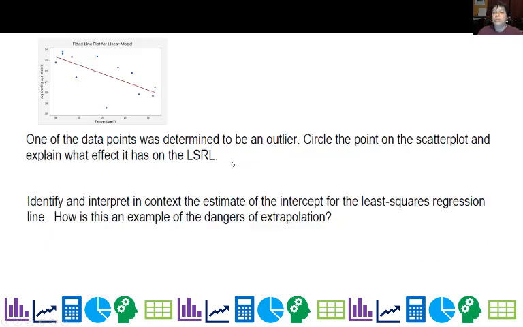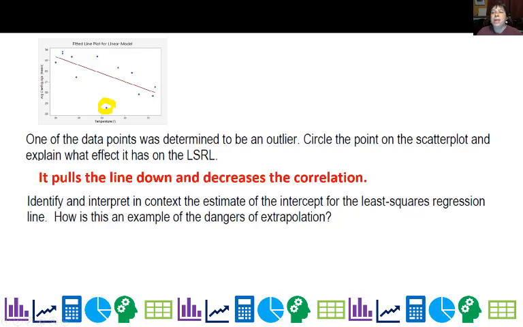One of the data points was determined to be an outlier. Circle the data point and explain its effect. It's this one, and we just learned that it's kind of close to the average value. And it's vertically down, so it's really just shifting things. It's pulling the line down, and of course, it does decrease the correlation. So it reduces the y-intercept and the correlation. The slope is probably still roughly the same.